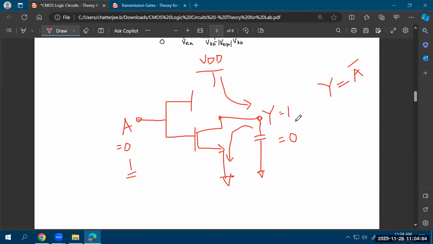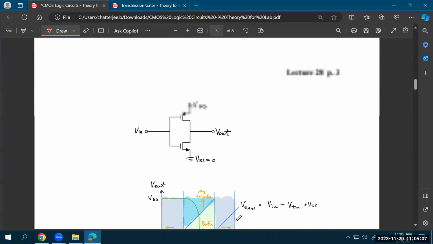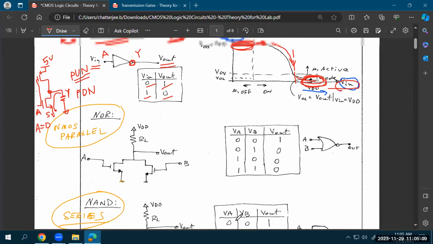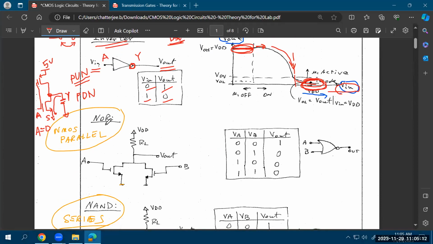So as you see, when your input is 0, output is equal to 1. When your input is 1, output is equal to 0. So that's how we design a CMOS inverter. But using the same logic, you can design any function in the world. Okay, so let's see how you're going to do that. Let's say you want to design a NOR function.